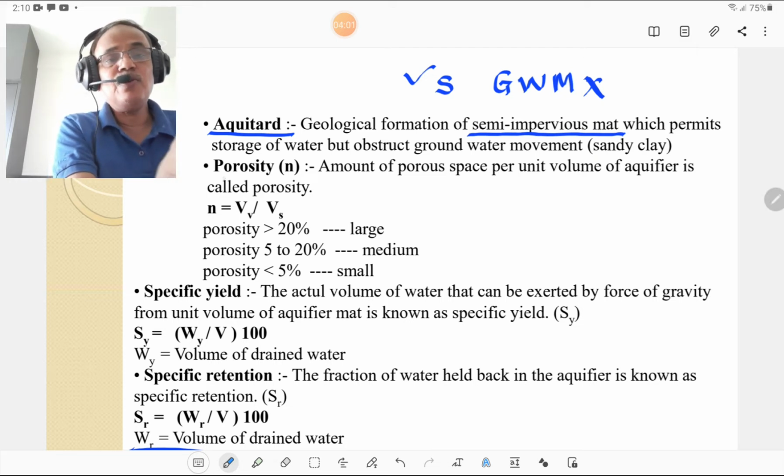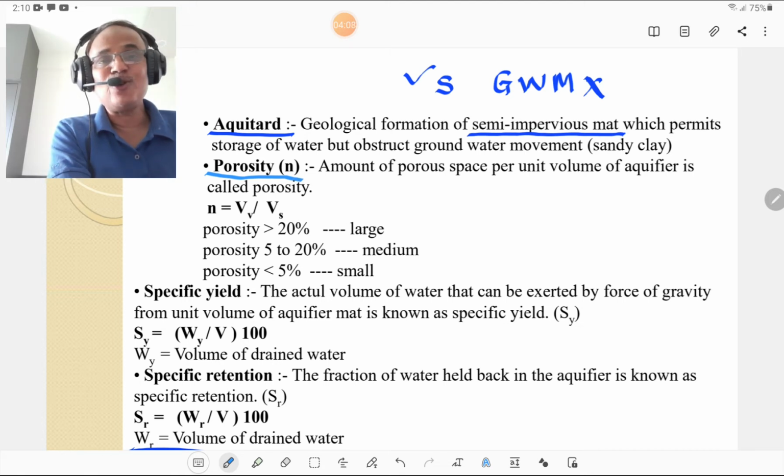Then you must know the term porosity, which is denoted by small n, and this term occurs in soil mechanics also, where it is very important. What is porosity? Amount of porous space per unit volume of aquifer is called porosity. Porosity n is equal to Vv divided by V, where Vv is the volume of voids and V means the volume of aquifer, or volume of that geological formation. If this n is more than 20%, then it is termed large porosity. If n varies between 5 to 20%, it is medium porosity, and when n is less than 5%, it is small porosity.